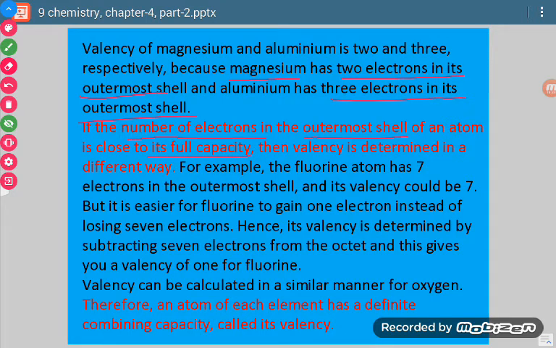What is full capacity? Full capacity means 8 electrons. So if there are 6 electrons or 7 electrons, then they are close to full capacity. Then how can we determine the valency? So how will we determine?